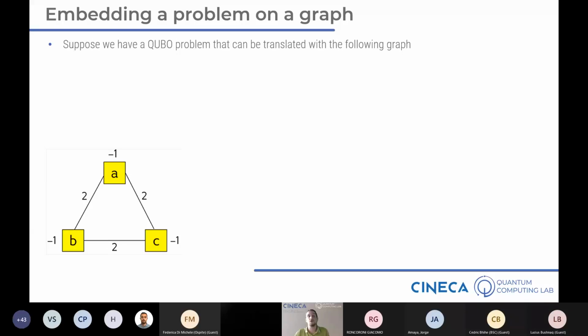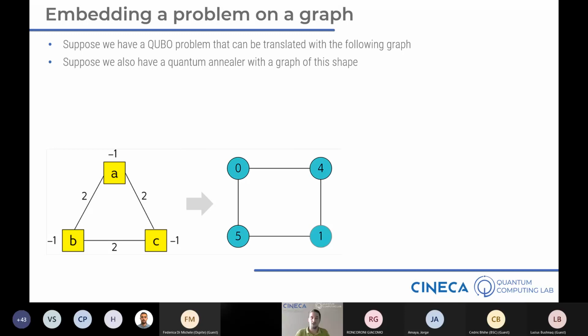So suppose we have a QUBO problem that can be translated with the following graph. We have 3 nodes, 3 qubits, so 3 binary variables with weights, and 3 edges with weights. Suppose that we have a quantum annealer with a graph of this shape. We have a mini annealer with only 4 nodes and 4 couplers, and we want to solve the triangle problem using this square annealer graph. It seems impossible, but it's not.